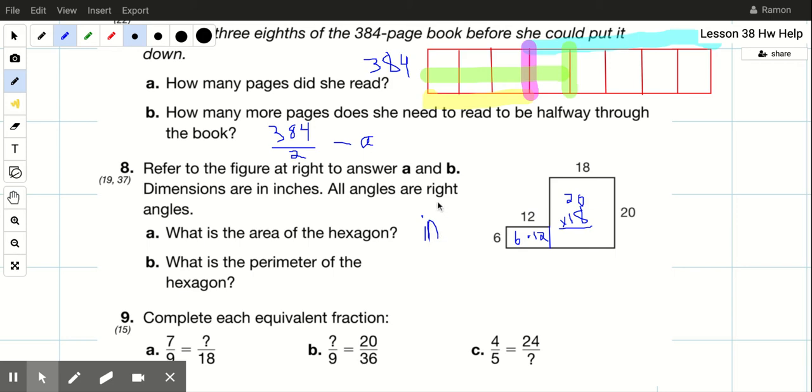Now to find the perimeter, we need to know all 6 of the sides. As we mentioned multiple times, this side length is going to be the sum of the opposite sides, which is 12 and 18. So that's going to give you 30. And then this side length is going to be 6 plus x equals 20, which will make this 14. So now you have all 6 of the sides that you need to find the perimeter of this hexagon. The only thing left for you to do is to add them up.